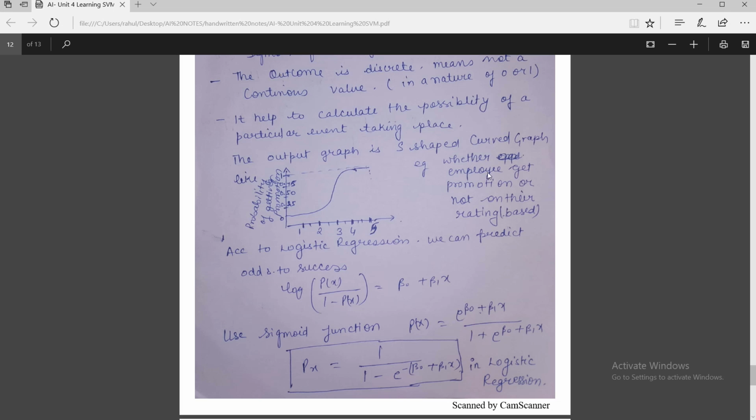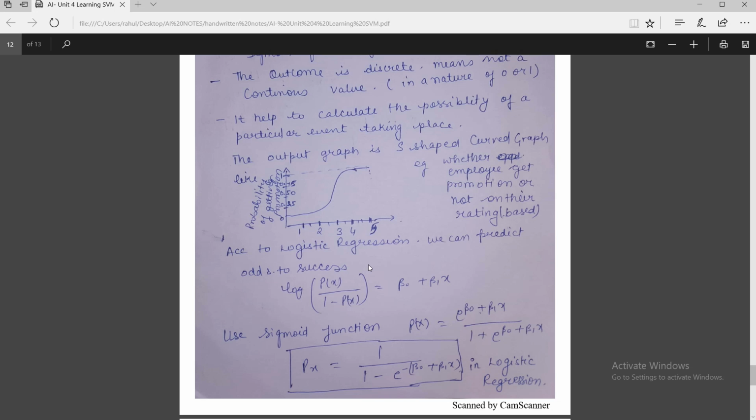where suppose we have to predict whether the employee gets a promotion or not on the basis of their ratings. So this will be the outcome of getting a promotion by using the logistic regression. The probability of getting a promotion will be shown with the help of this logistic regression S-shaped graph.